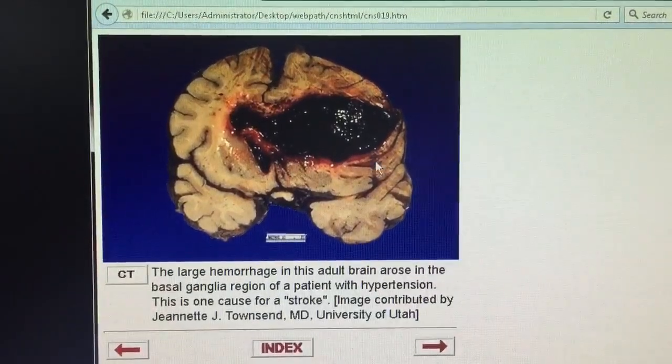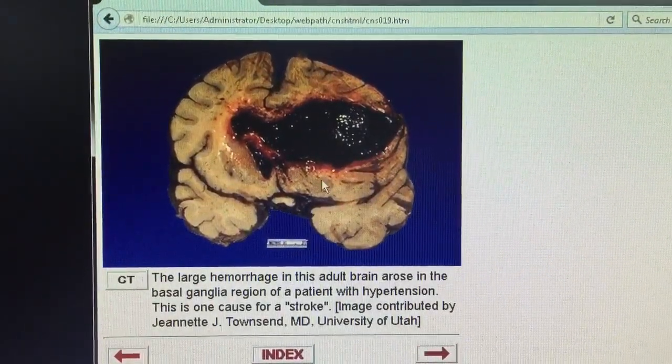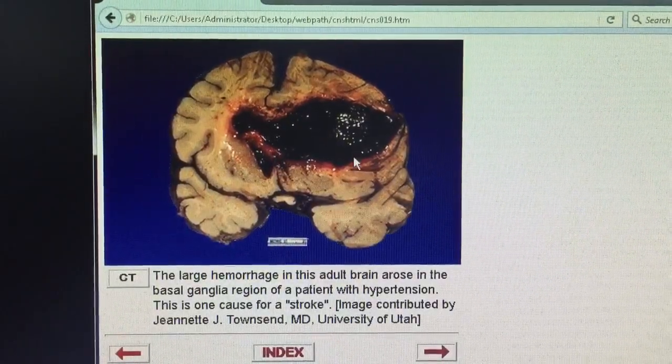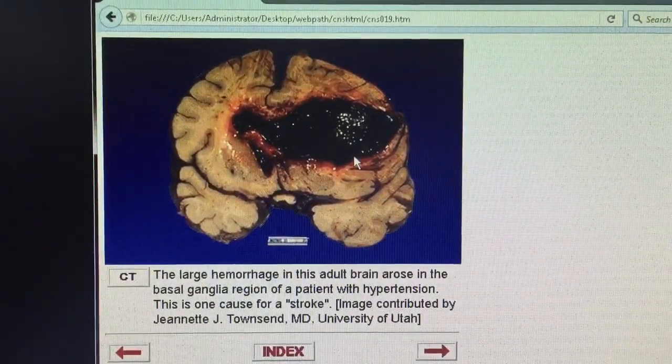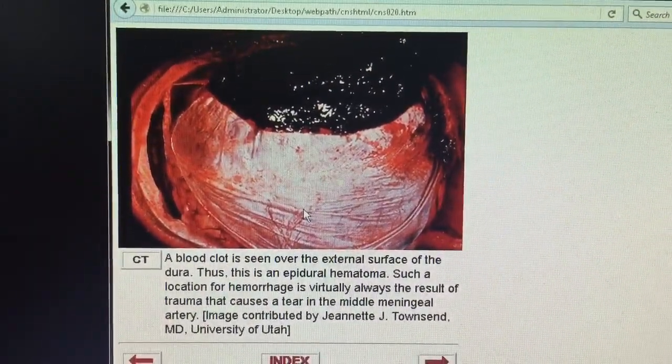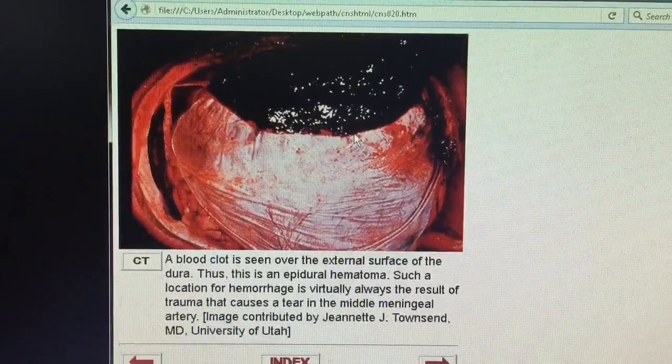Here we have another example. Here we have a large hemorrhage within the brain, and it is also caused, as I mentioned, by hypertension, leading to intracerebral hemorrhage. Here we have the third type of hemorrhage. Here we have epidural hematoma.